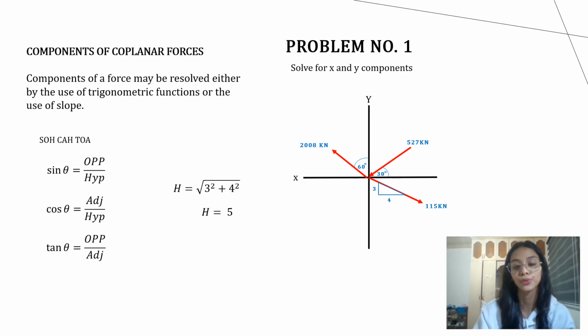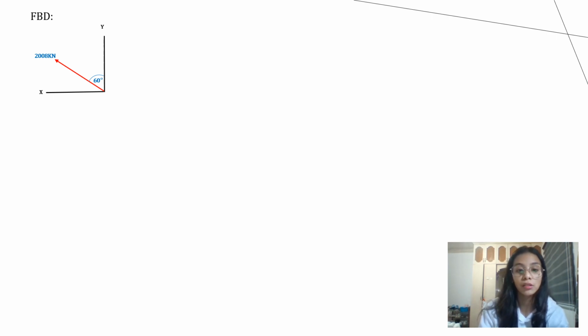Hypotenuse is equal to the square root of 3 squared plus 4 squared. Then our hypotenuse is equal to 5. The first step is we should draw first our free body diagram for the force 2008 kN, whose line of action is pointing upwards to the left with 60 degrees, where it is on the side of the y-axis.